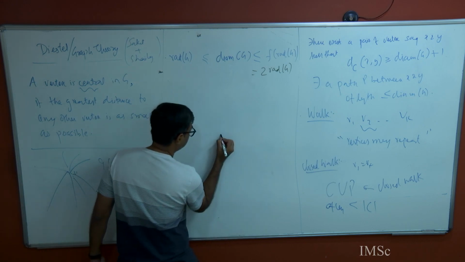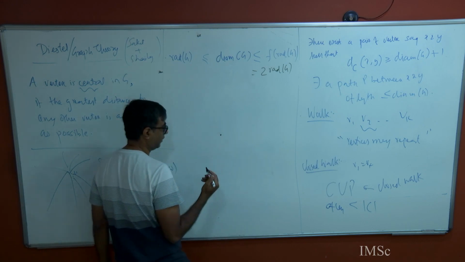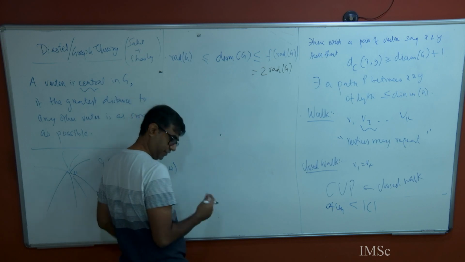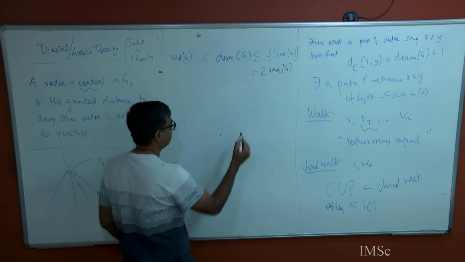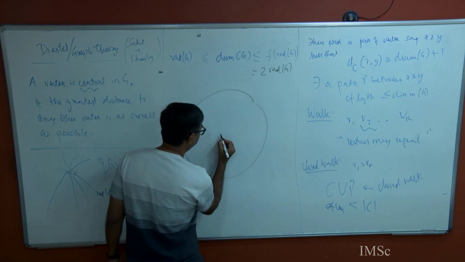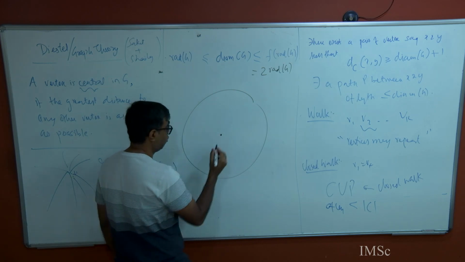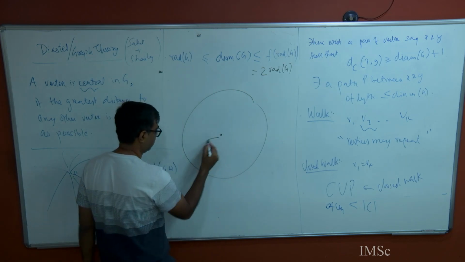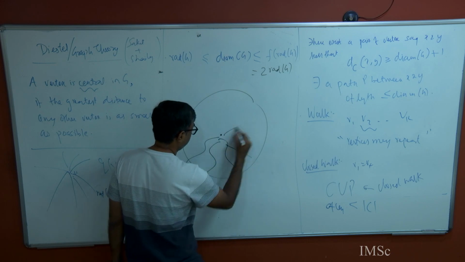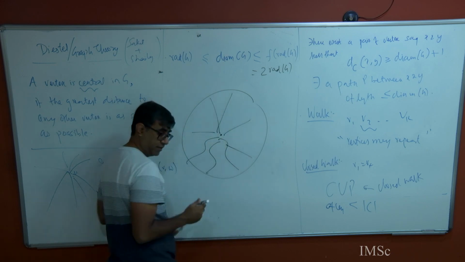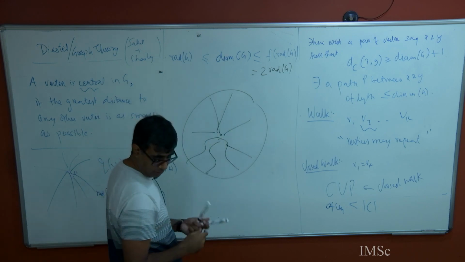So what C is saying is, look at this. This is a proof. Look at this vertex. Suppose the radius of this vertex is this. Now, if I understand correctly, look at any two vertices.